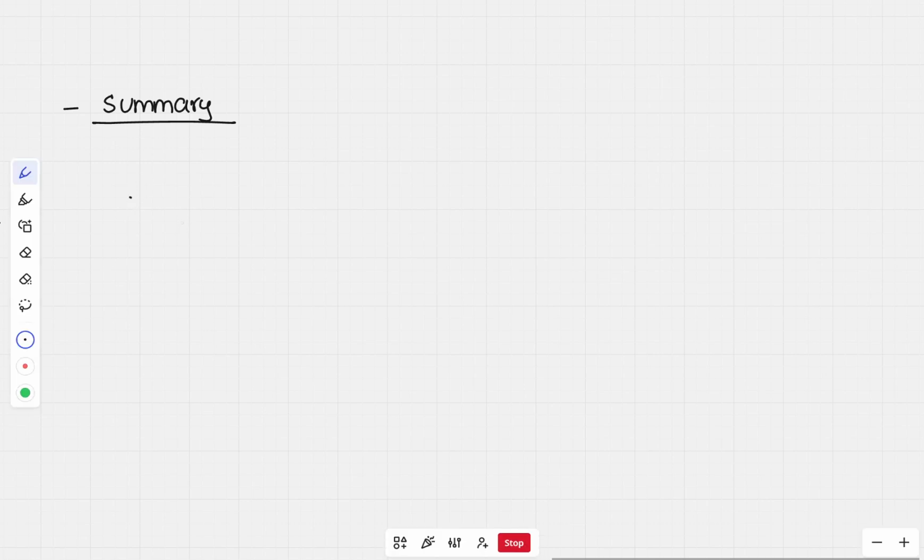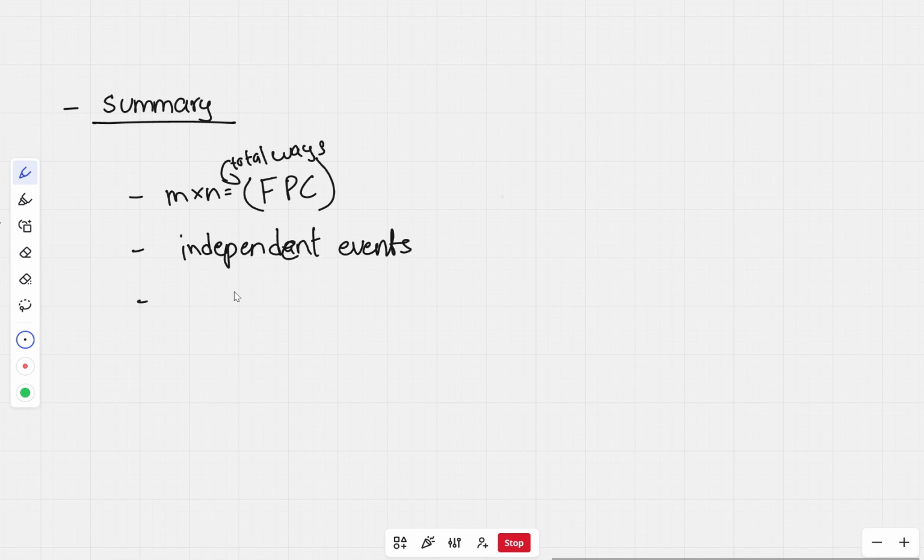What we've learned in this video is the backbone of PNC, which is multiplying choices, M into N, also known as the fundamental principle of counting. M into N is equal to total ways. Then we learned what independent events mean. The same example of shirts and pants can be used. Then we talked about tree diagrams for better visualization of how and why we multiply the number of ways.